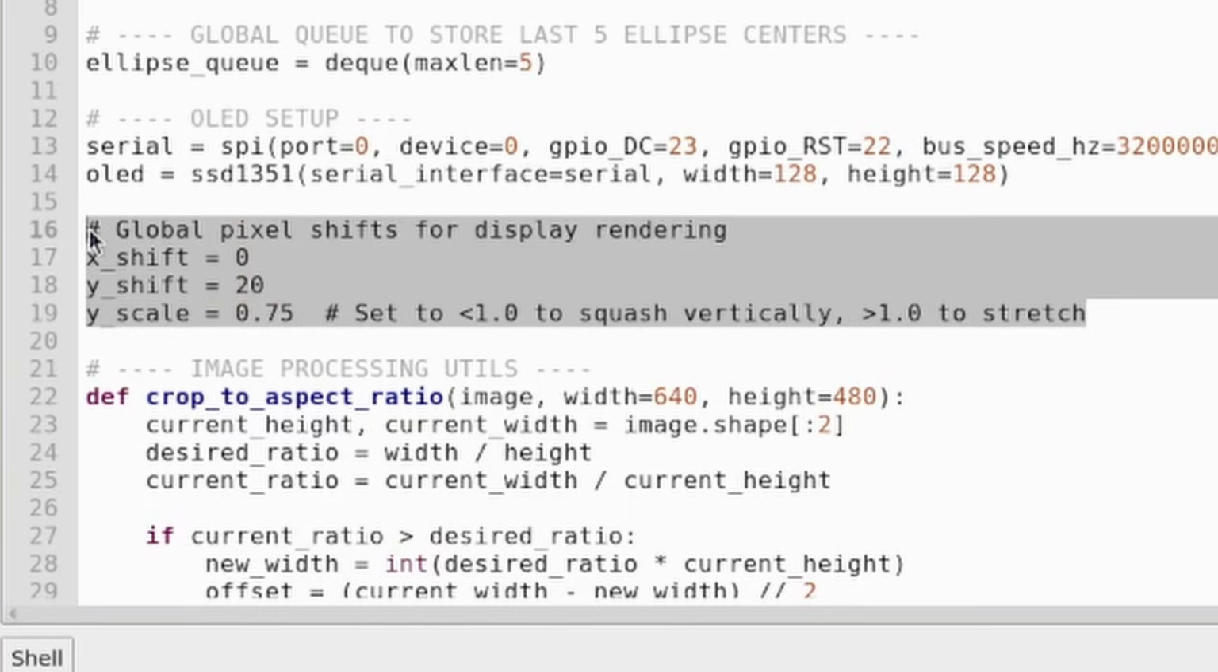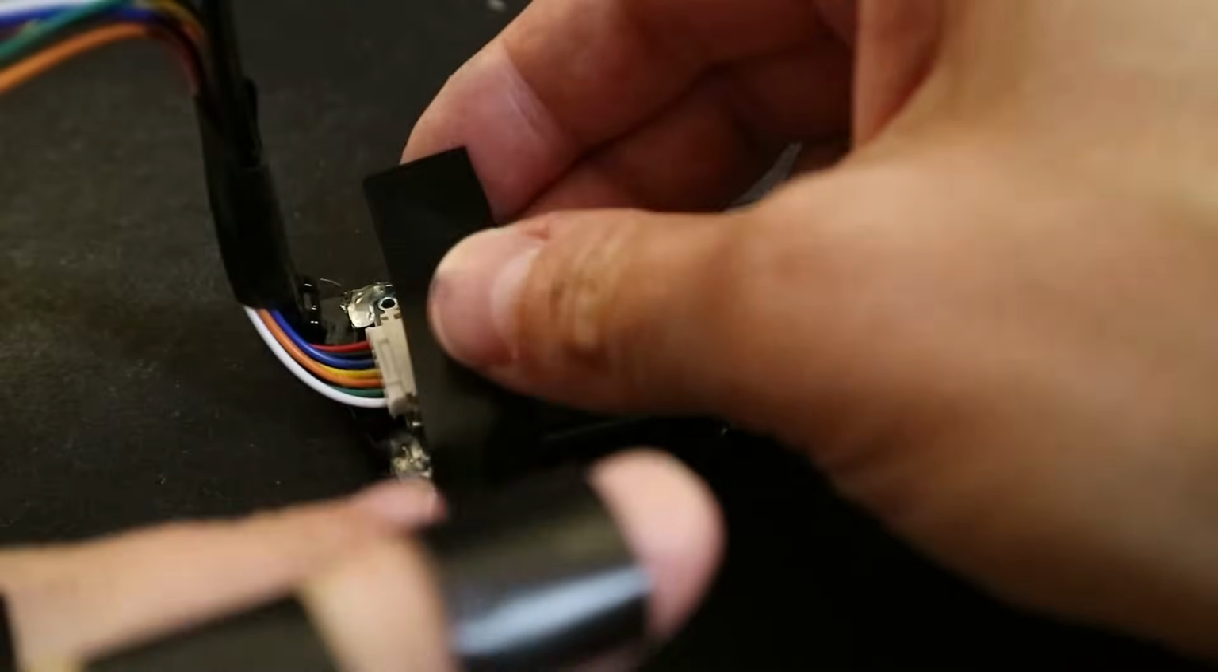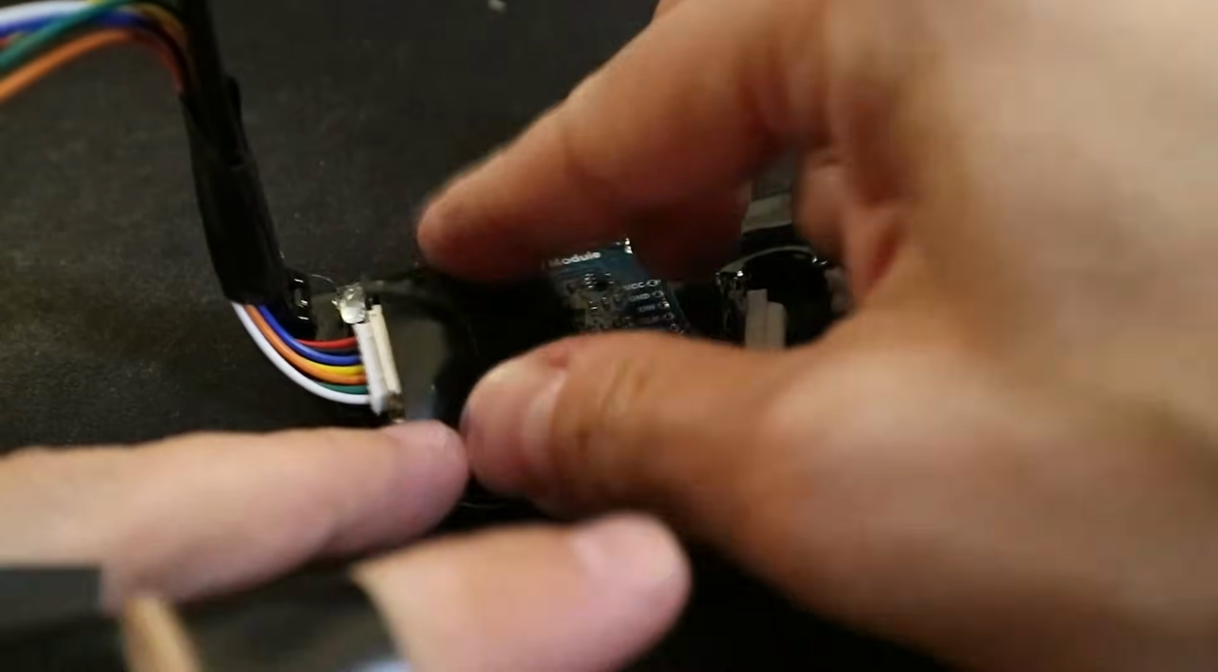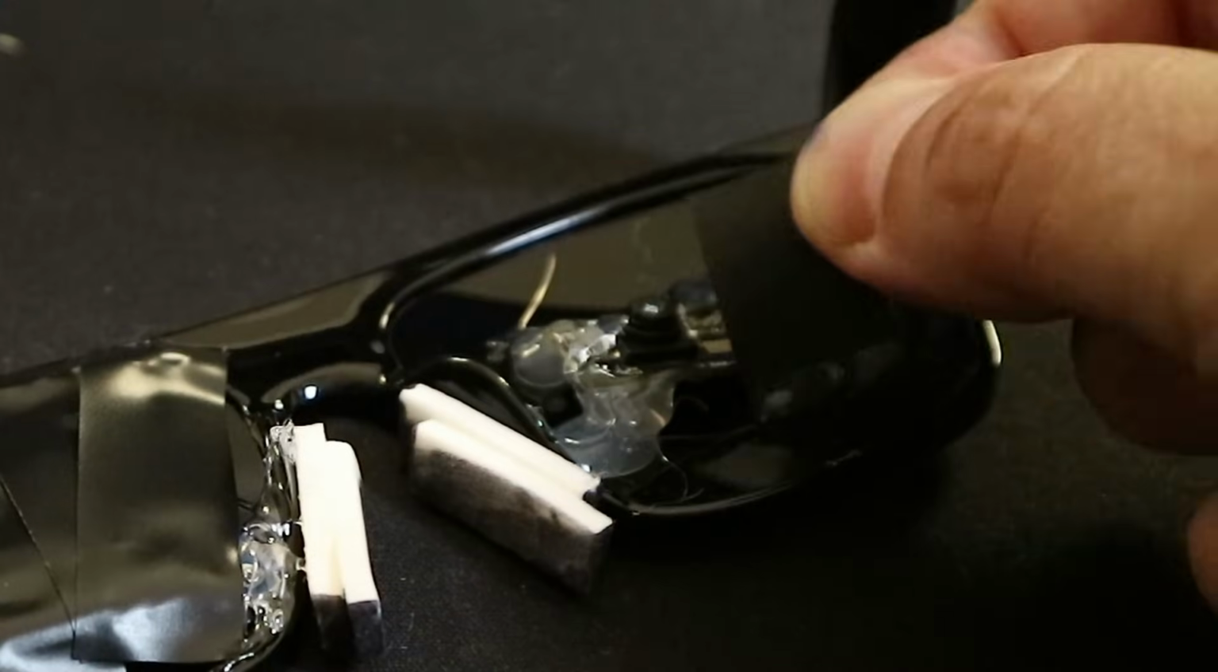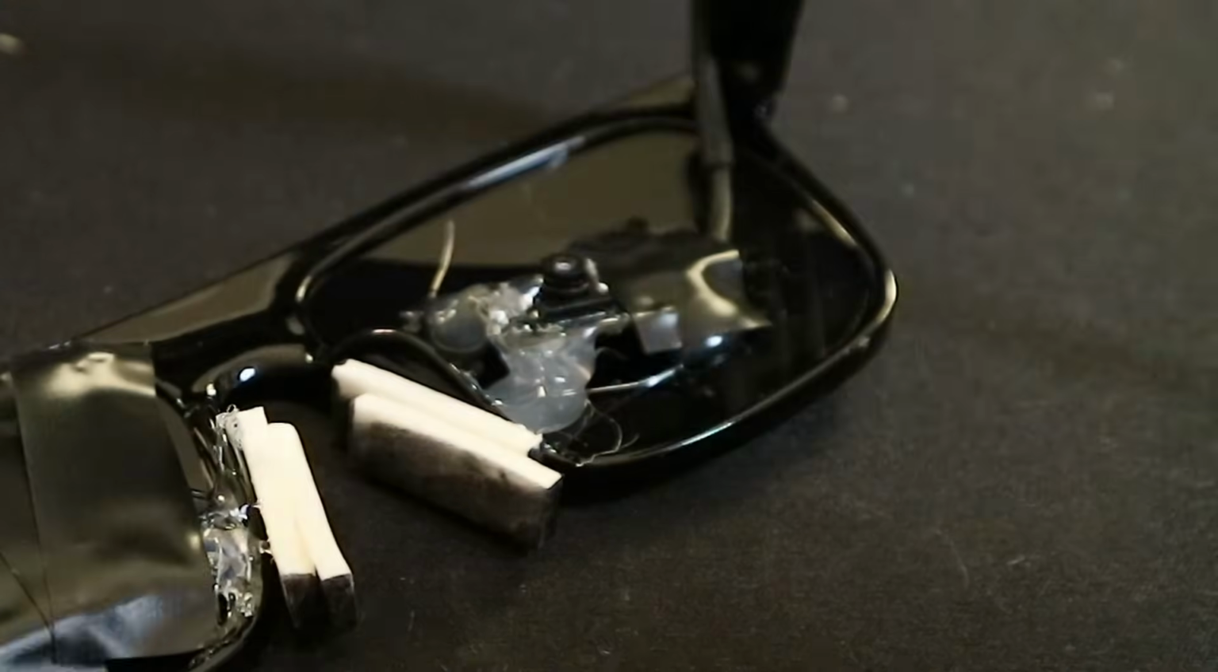If the red dot is not in the right position, or if it's too slim, there are three parameters in the script that you can use to modify the X and Y position, as well as the vertical scaling. Once you've got the dot in the right position, place some tape over the components so that they will not be exposed to your eyes. You can also fit one piece of tape over the right-hand side of the eye tracker. Now you have a pair of eye-track Terminator glasses.